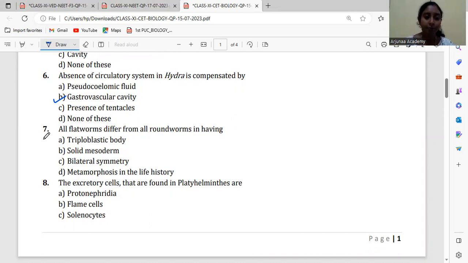Then seventh question, all flatworms differ from all roundworms in having. All flatworms belong to Platyhelminthes, roundworms belong to Aschelminthes, Nematoda, right? Both of them are triploblastic, so there is no difference. Solid mesoderm. So how in case of solid mesoderm can we differentiate the coelom? If the mesoderm is split, then it will form coelom, right?